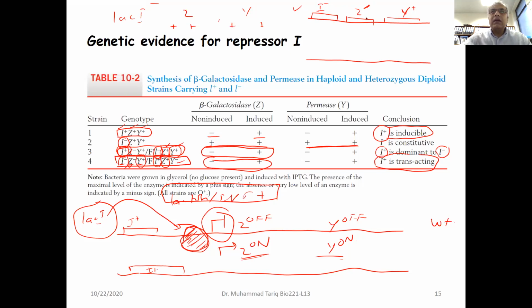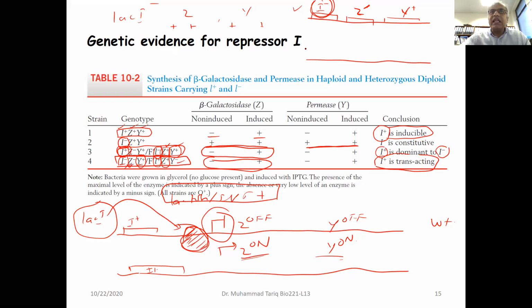Sir, Z should be non-inducible. Yeah, Z is mutant, non-inducible, minus minus. What will be Y plus? So it should be inducible. Always? It will be inducible or always on? Always on. Because it's lac I. In the absence of lac I, you remember this was the key repressor. In the absence of lac I, Y will be constitutively on.